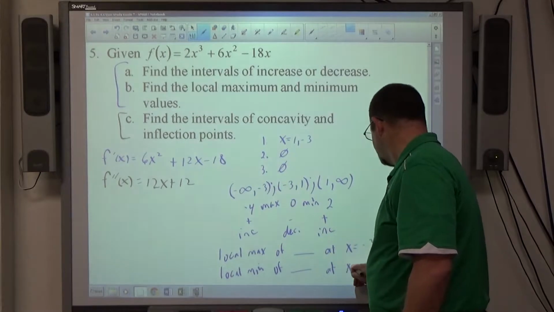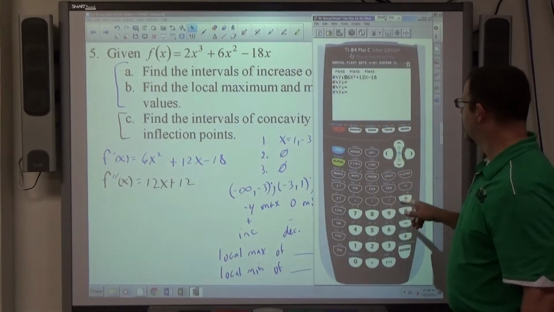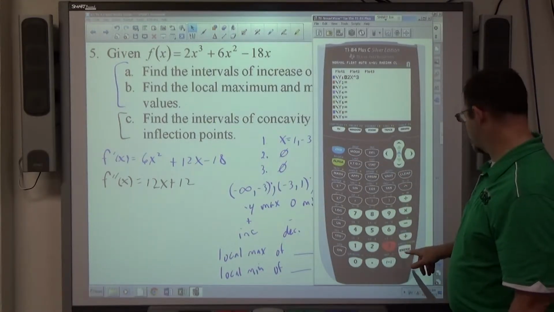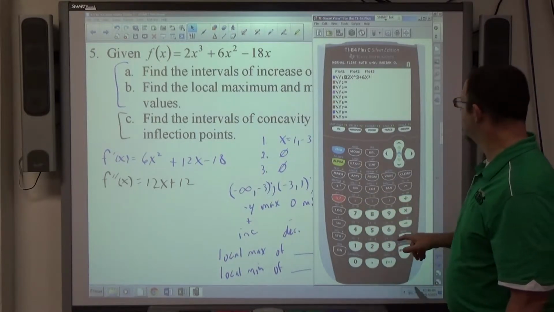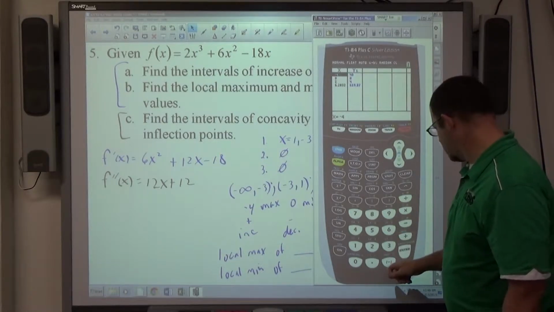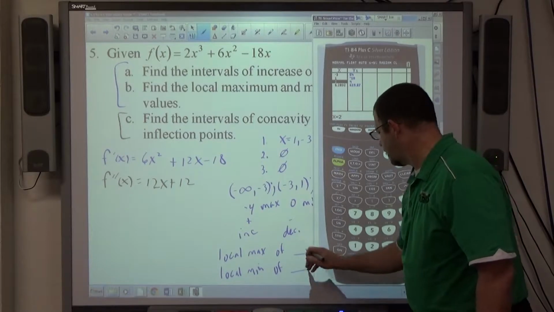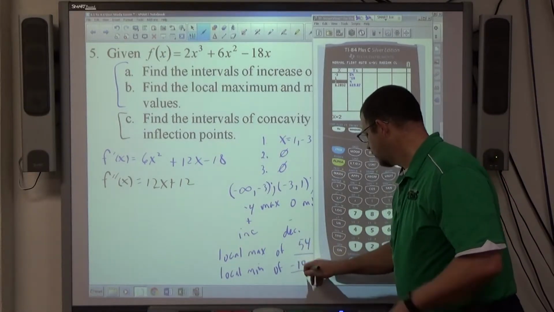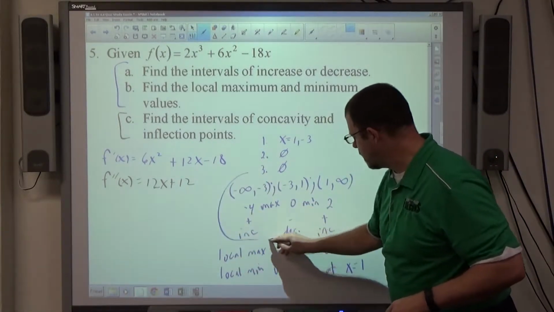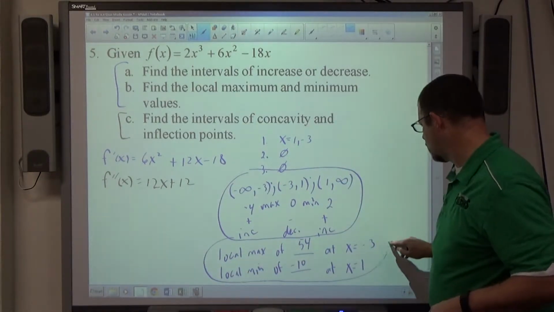a local min of something at x equals 1. To get those actual values, we go back to the function f of x, type in 2x cubed plus 6x squared minus 18x, and we have -3 and 1. So -3, 54, 1, -10. Just like that, we've answered questions A and B. So question A, increase and decrease. Question B, local min and local max.